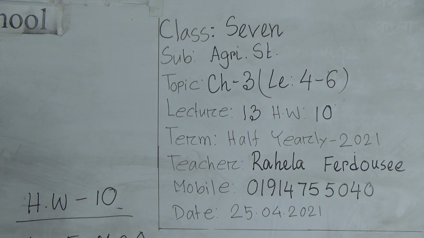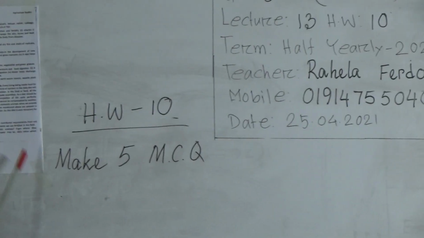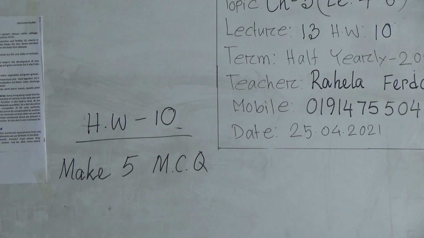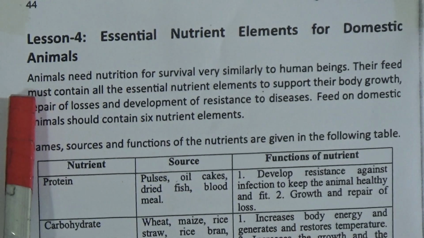My dear students, you will make 5 MCQ from these lessons. We are going through Chapter 3, that is Agricultural Equipments. Now let us start reading from Lesson 4. Essential nutrient elements for domestic animals.